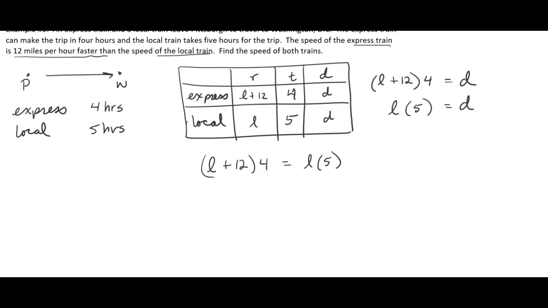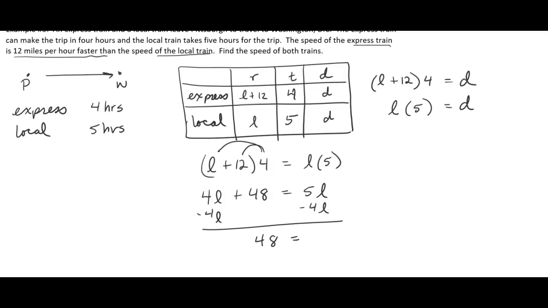Now, I don't like the L times 5, but I just did that because of the way our chart was. I can distribute on the left, so I get 4L plus 48. And over here, I'm going to switch it because multiplication is commutative, so I can make that 5L. All right, so I can subtract 4L from both sides. I just used L for local. You might want to use X or something. 48 equals L. What was L? L was the rate, or how fast the local train's going.